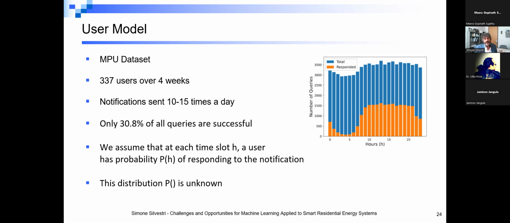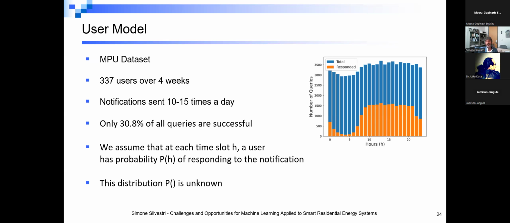Okay, so just to give an idea of how users actually behave, this is the MPU dataset that is available online. It considers more than 300 users, and they sent a notification to their phone 10 to 15 times a day, and then asked the users to respond to this notification. Over time, only 30% of these notifications were responded to, and as you can tell, the availability of the user is highly heterogeneous over time, and also highly heterogeneous across users.